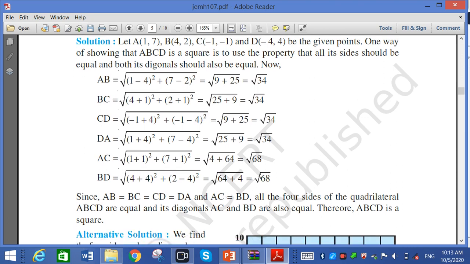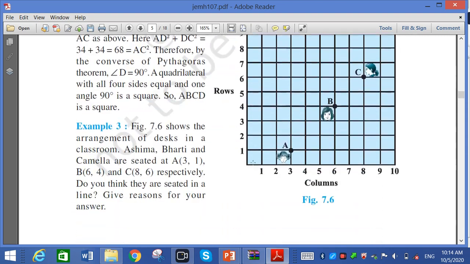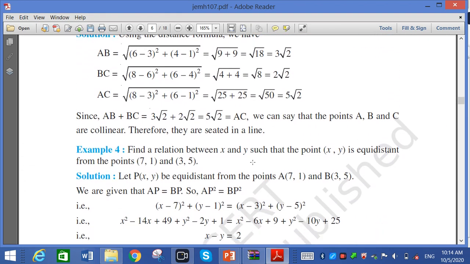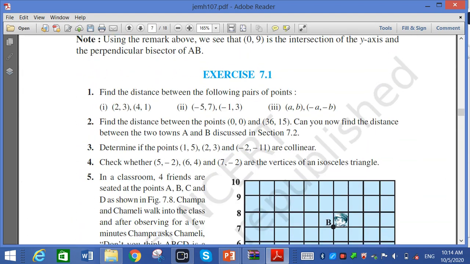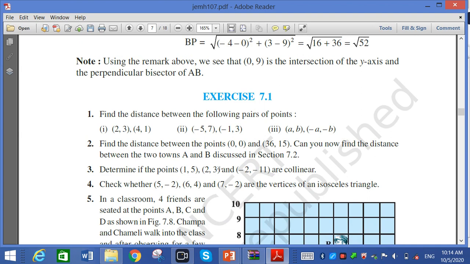So we can use this method. Distance formula is also used to find out whether it is a square, parallelogram, everything. Now we go for the exercise that we have to do. Afterward we have to see the sums. So here, question number 1, exercise 7.1.